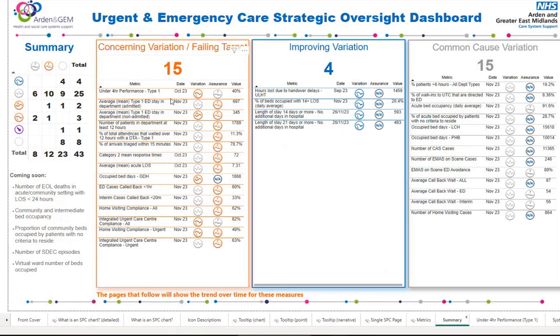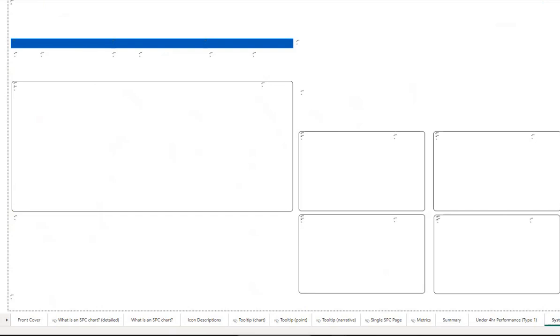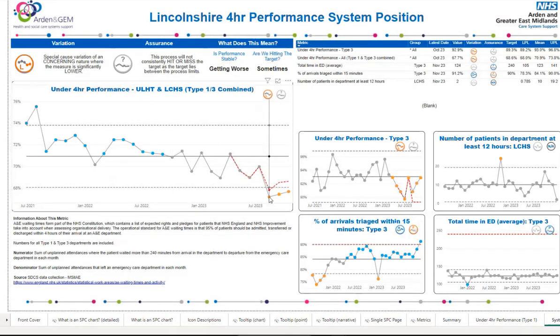So you can just see a summary of all your indicators, whether they're improving, concerning, or whether they're flip-flopping around. And for each of those indicators, we then have a further page, which has got SPC charts, which help to tell the story about what's going on behind the indicators.